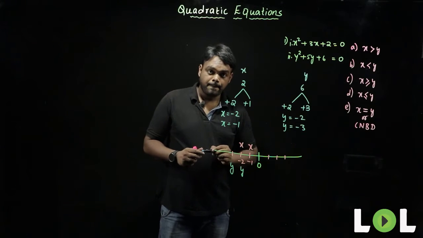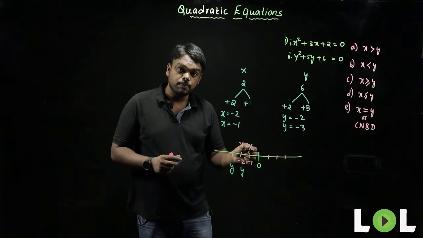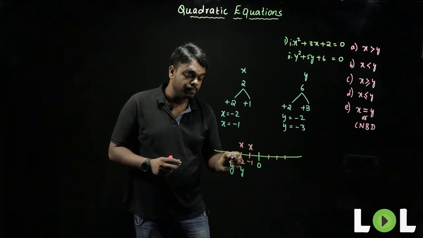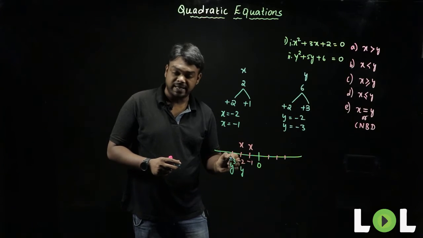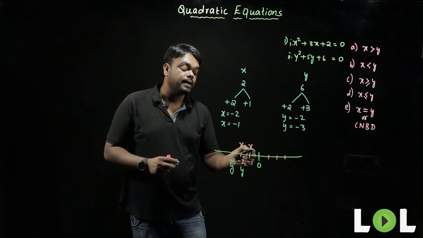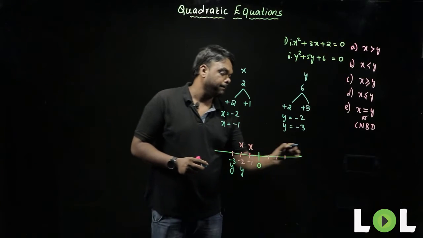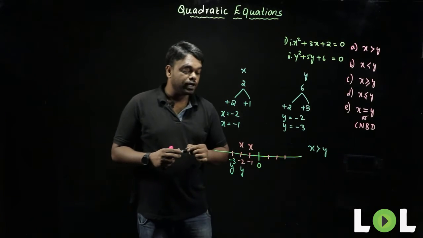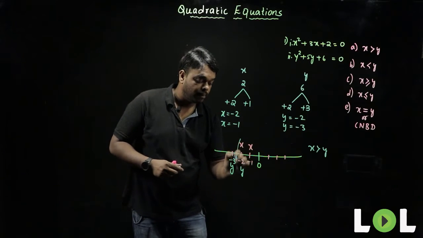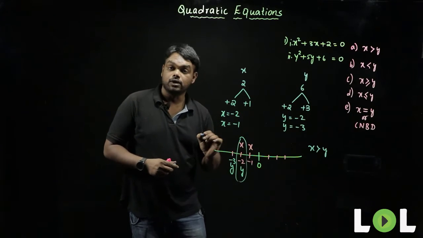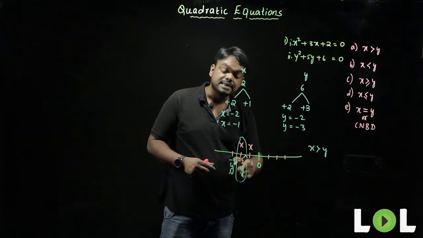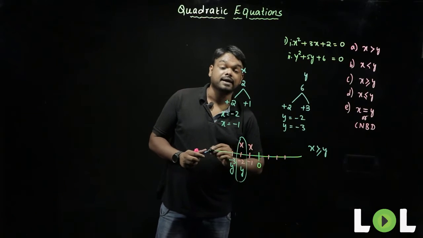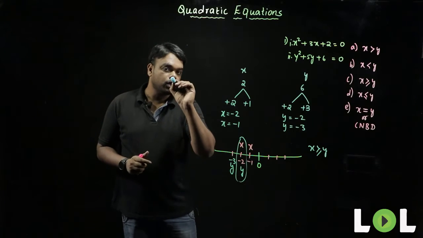Now compare. If you compare this x value, this is greater than both the y's, because this is minus 1 and these are minus 2, minus 3. So one thing we know is that x is greater than y. Now, if you observe another possibility here, at minus 2 both are equal. So, in this case, x is equal to y. So, that's why our answer is x is greater than or equal to y.